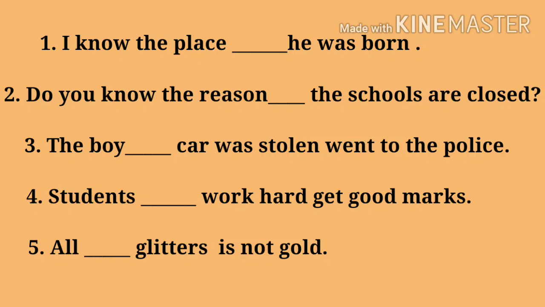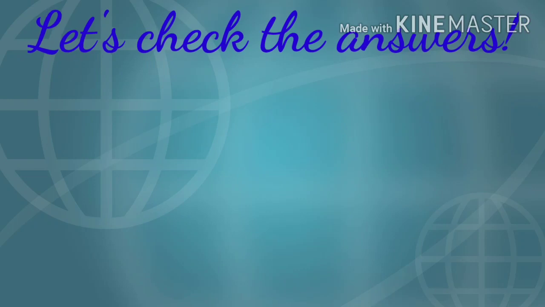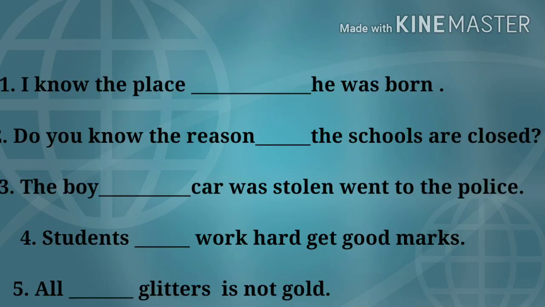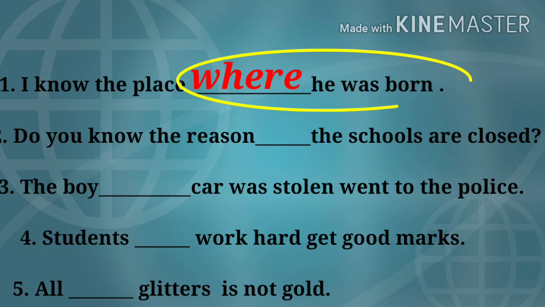So just pause the video till you work it out, and as soon as you finish with your work, you can play along, and then I shall give you the answers so that you can evaluate yourselves. So if you are done, let's check the answers. Number 1, I know the place where he was born. And where he was born is the relative clause.